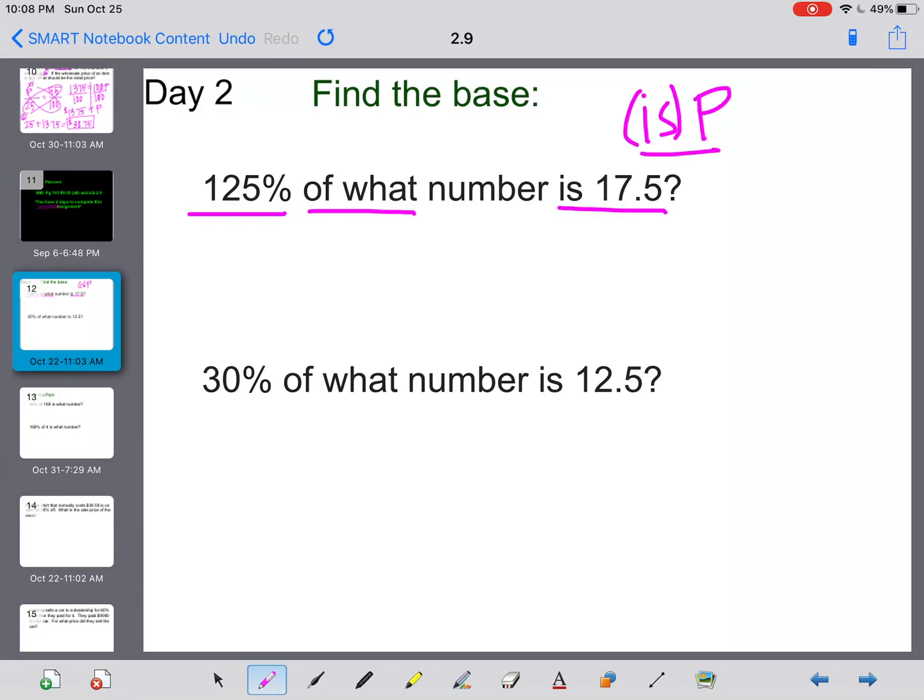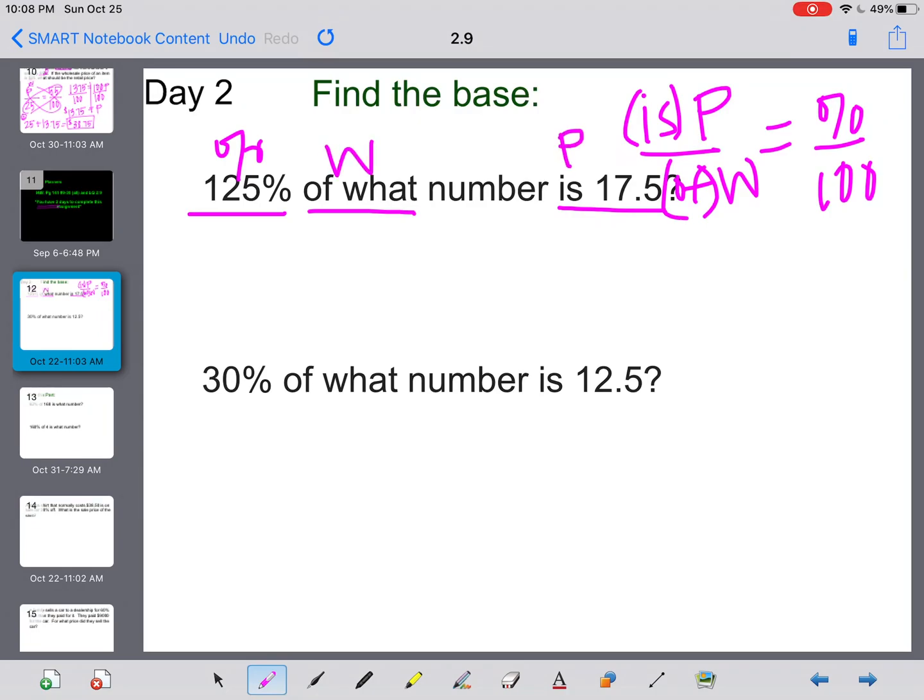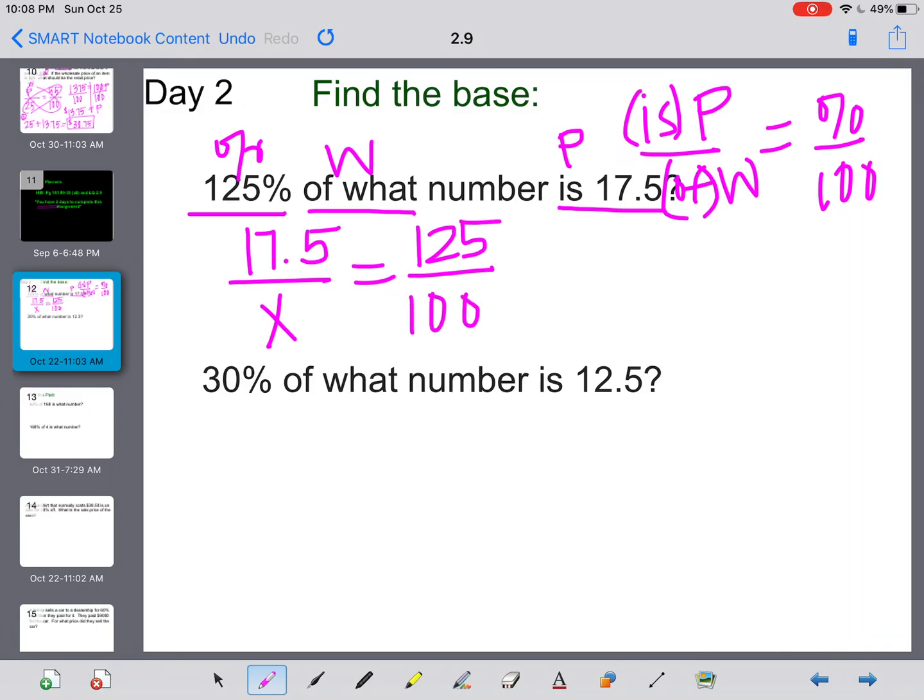125% of what number is 17.5? If you remember, it's part or is over of, which is whole, equals percent over 100. So here's my percent. Of is what I don't know, but that's my whole, and is my part. So when I plug these all into my proportion, I'll have 17.5 over x equals 125 over 100.